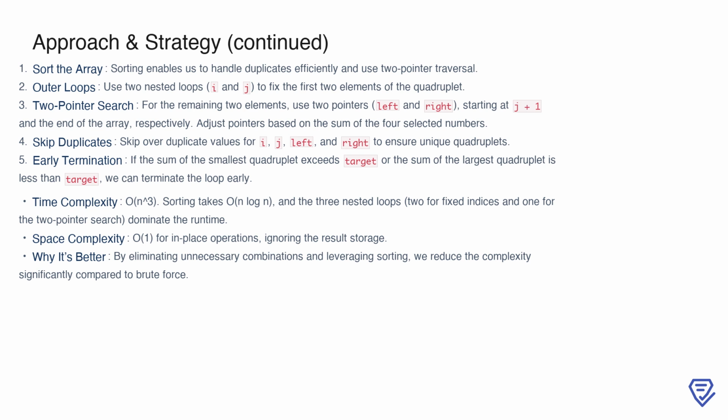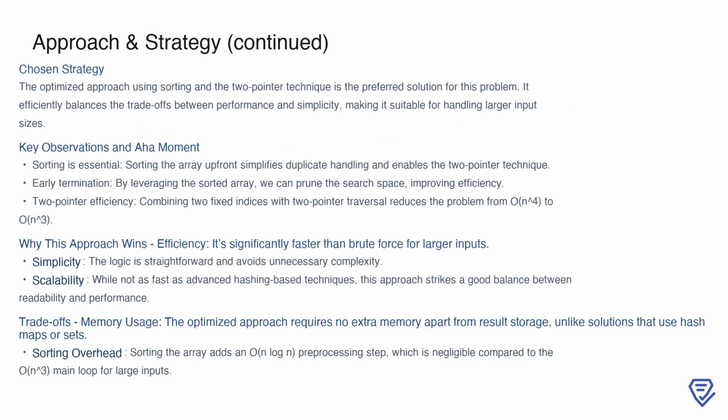This approach improves the time complexity to O(n^3), dominated by the three nested loops, while the space complexity remains O(1) for in-place operations. By eliminating unnecessary combinations, we achieve a significant improvement over brute force. The chosen strategy for solving the four-sum problem is the optimized approach that combines sorting with the two-pointer technique. This method strikes a balance between performance and simplicity, making it well-suited for larger input sizes.